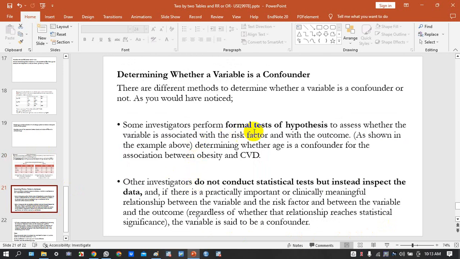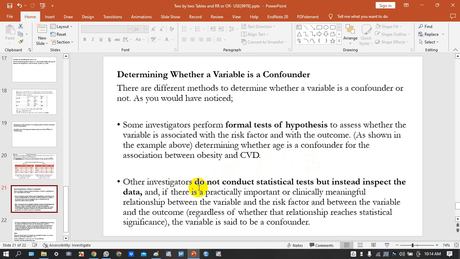Some investigators perform formal tests of hypothesis to assess whether the variable is associated with the risk factor and with the outcome, as shown in the example above. Therefore, determine whether age is a confounder for the association between obesity and cardiovascular disease. This is what we have already established.